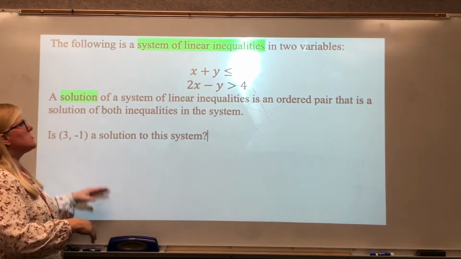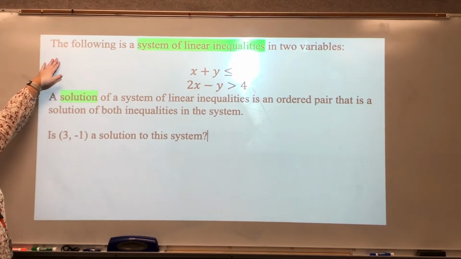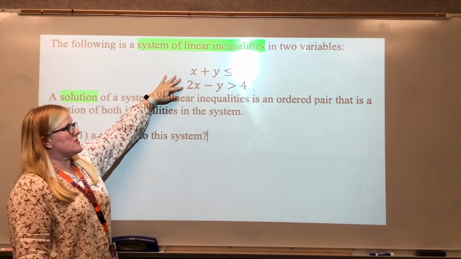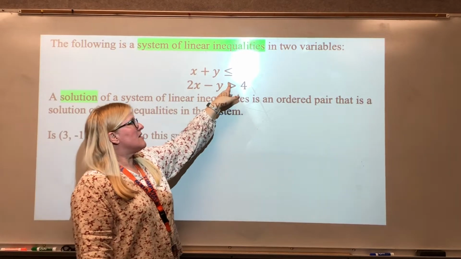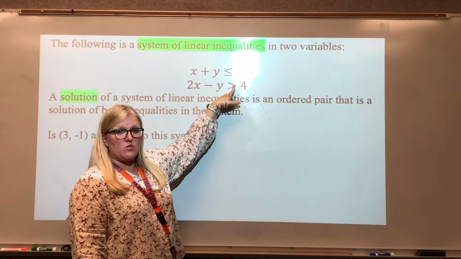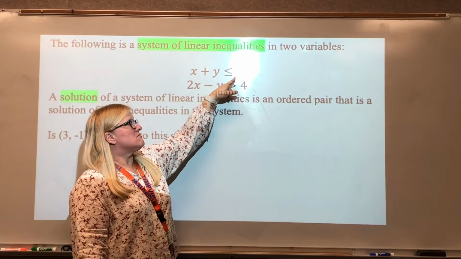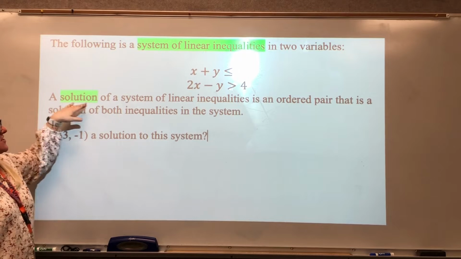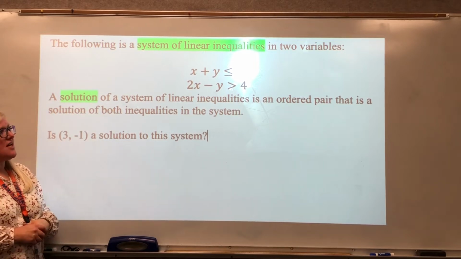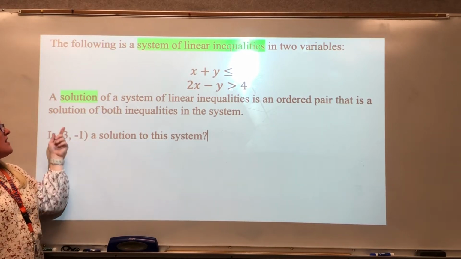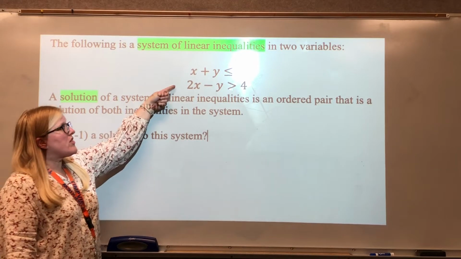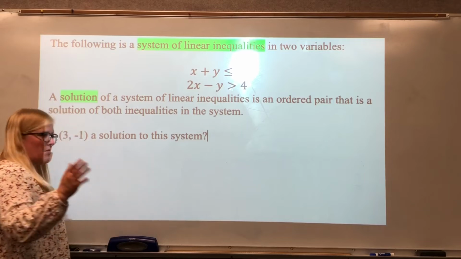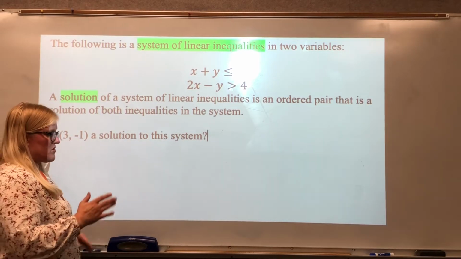First of all, in your notes, you have fill in the blank. The following is a system of linear inequalities in two variables. Okay, so unlike equations, instead of equal signs, we have inequality signs. A solution of a system of linear inequalities is an ordered pair that is the solution of both inequalities in the system. Okay, so if you need to pause and write that in your notes, great, go ahead and do that.